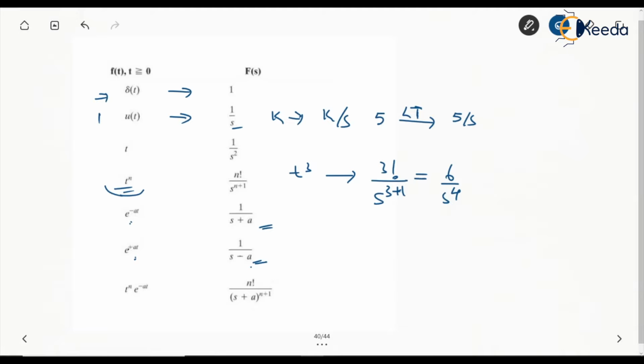So as of now, you can see that t to the power of n, we know will have n factorial by s to the power of n plus 1. Now because of this e to the power minus at, this becomes n factorial by s plus a to the power of n plus 1. This is the frequency shift. We'll see this property. So these are the general standard transforms we have to remember.